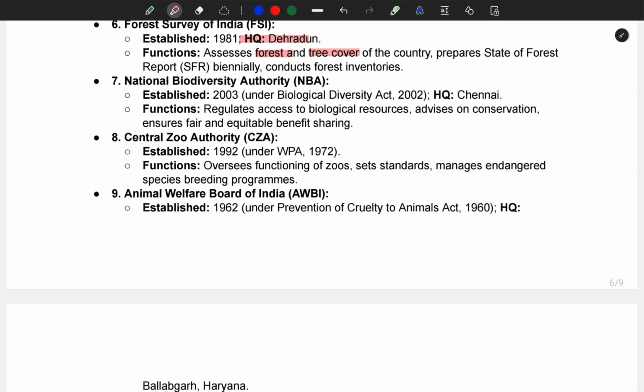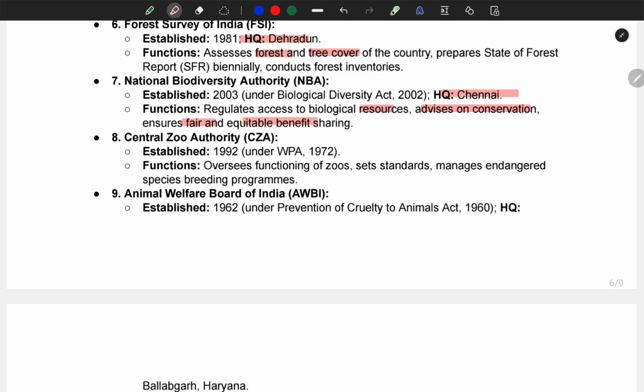Biennially conducts forest inventories. National Biodiversity Authority, NBA. Established in the year 2003 under Biological Diversity Act 2002, headquartered in Chennai. Functions: regulates access to biological resources, advises on conservation, ensures fair and equitable benefit sharing.